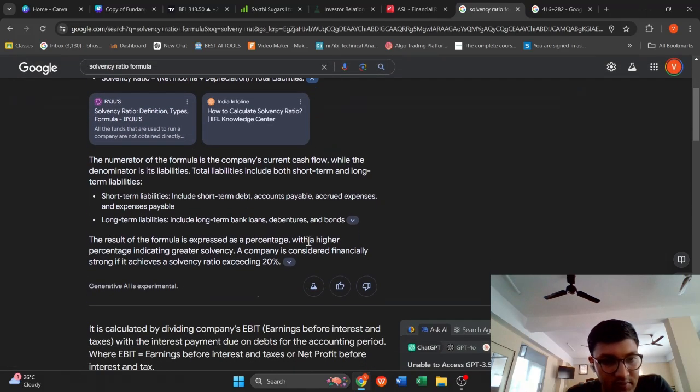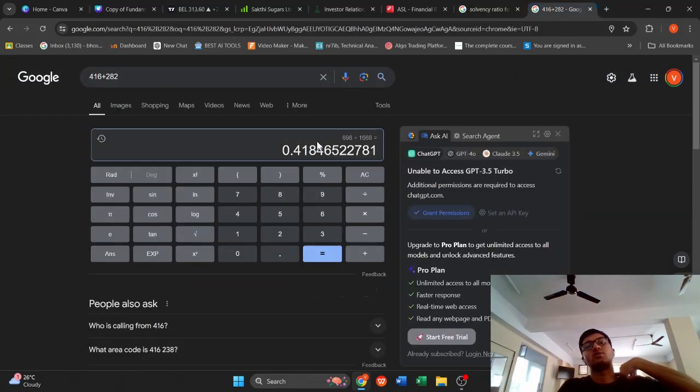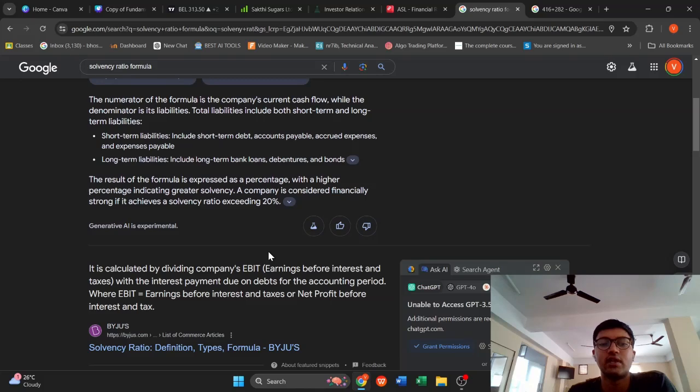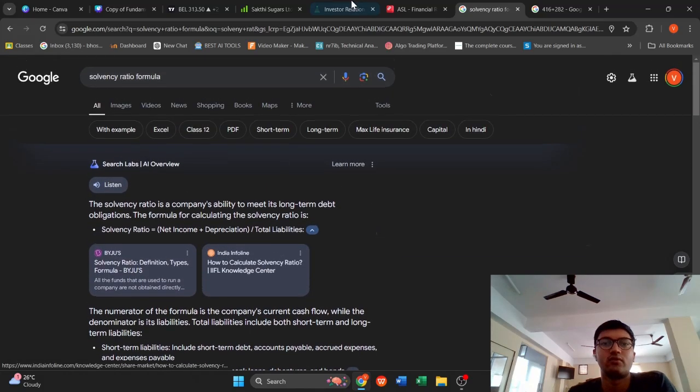The result of the formula is expressed as a percentage, with a higher percentage indicating greater solvency. A company is considered financially strong if it achieves a solvency ratio exceeding 20%. So in the case of Shakti Sugars, this is actually a very good solvency company. It is indicating a 41 percent solvency. Any amount greater than 20% will be considered good, so it has a quite good solvency ratio.